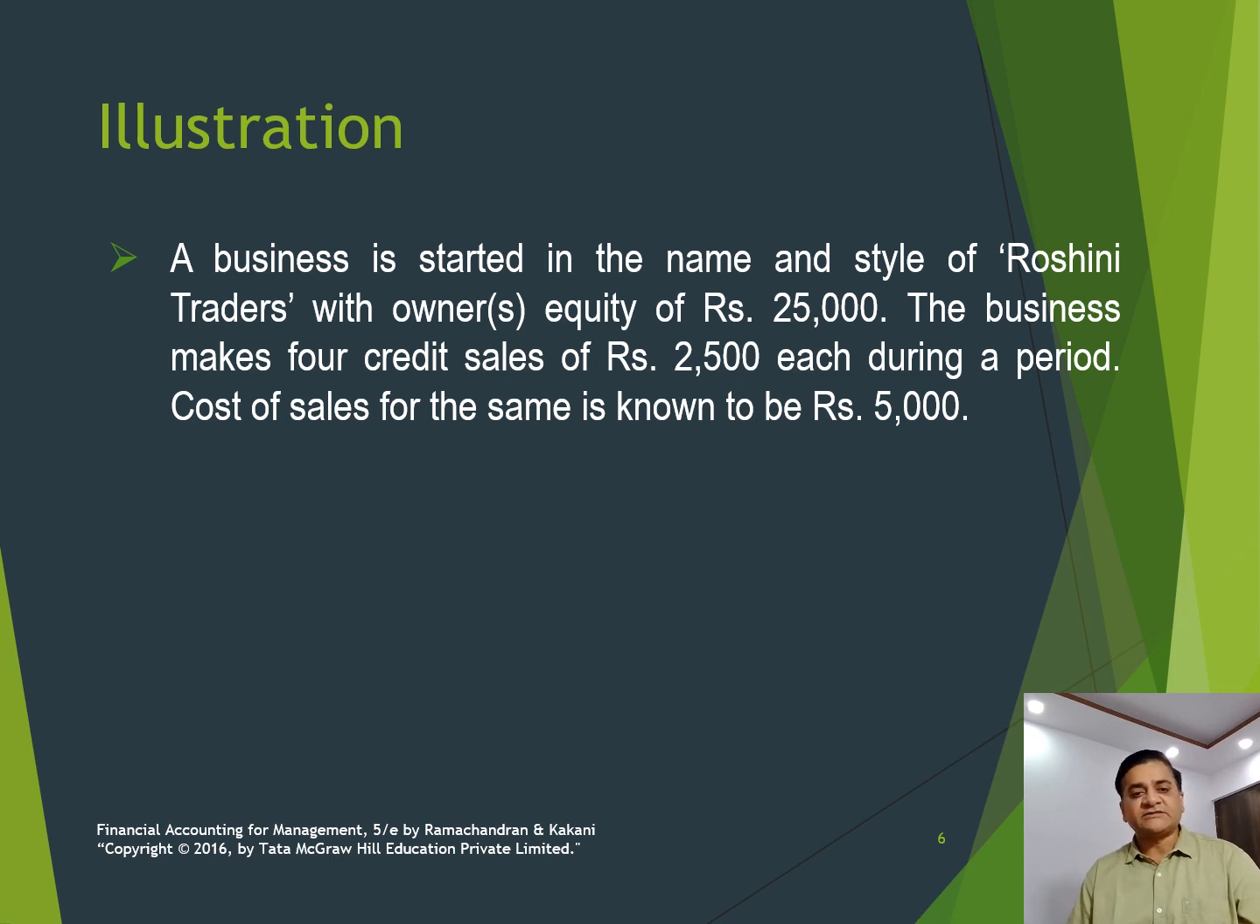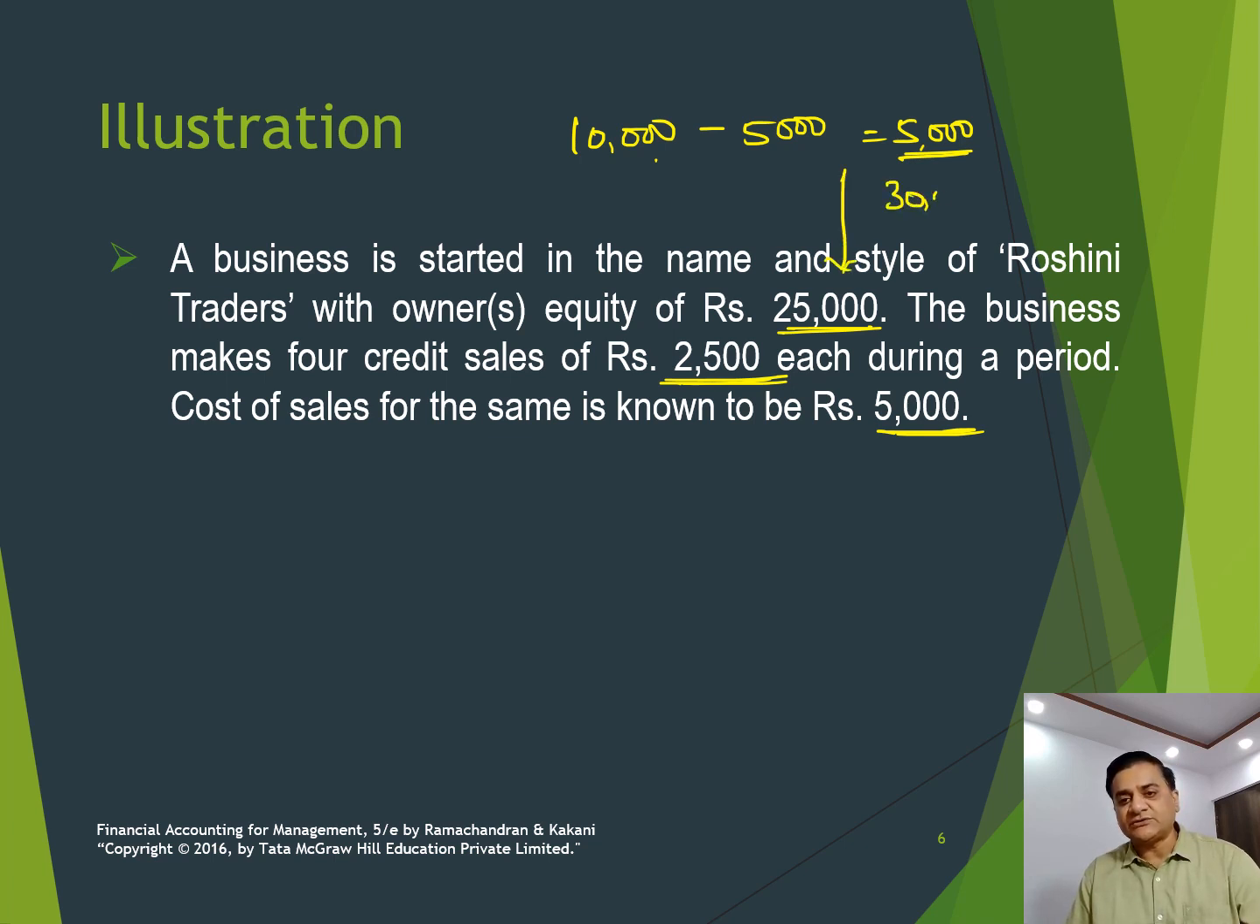Let us talk about an illustration. Say, for example, a business is started in the name of Roshni Traders with the owner's equity of 25,000. The business makes 4 credit sales of 2,500 each, which means the sale is 10,000 rupees. The cost of sales is 5,000. All the expenses incurred to generate this revenue is 5,000. So I would say simply my profit is 5,000, and at the end of the year, my capital would go up from 25,000 to 30,000.